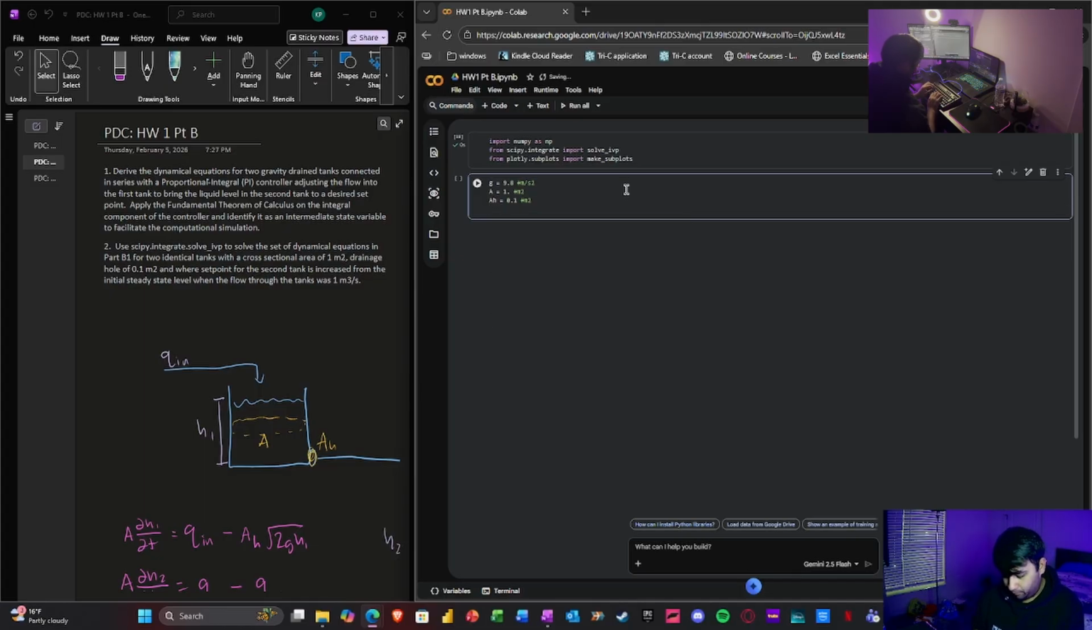And then what am I missing? Oh, that's right, our Q initial, which, as in the problem statement, is 1, which is meters cubed per second.